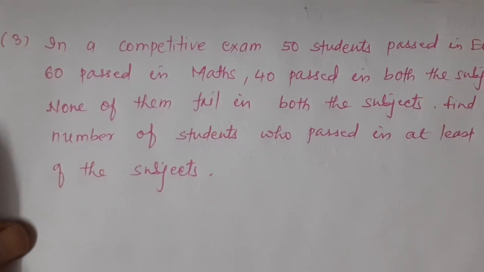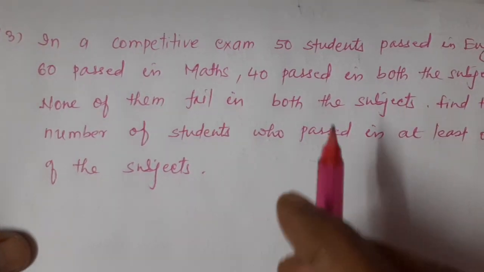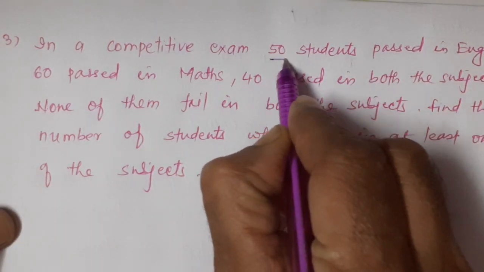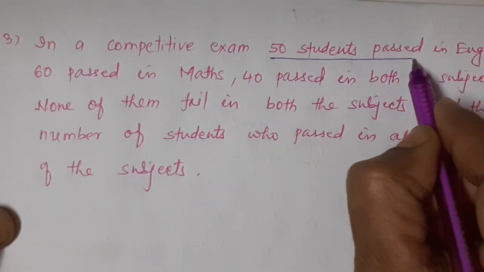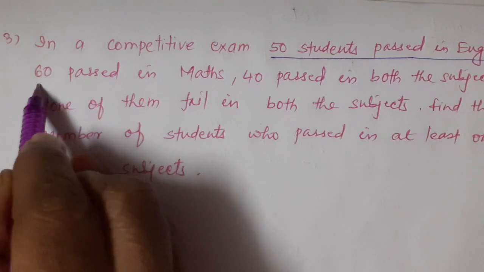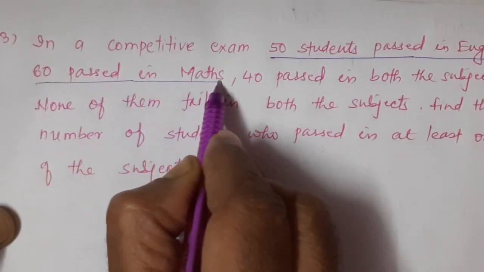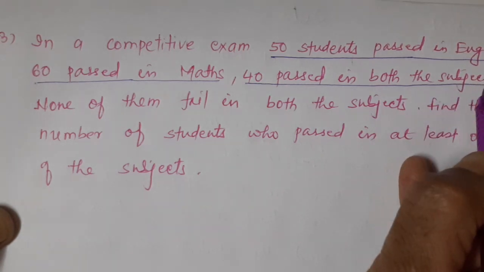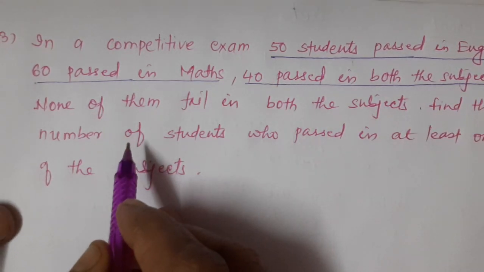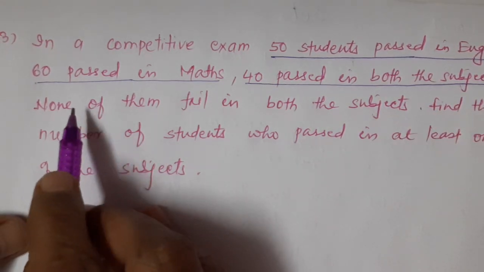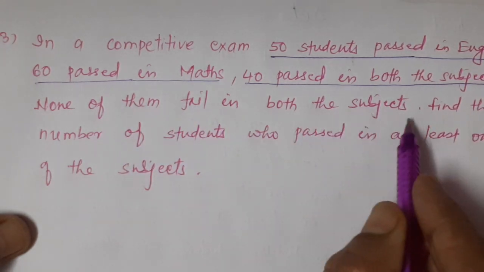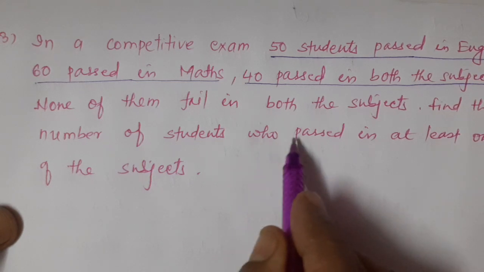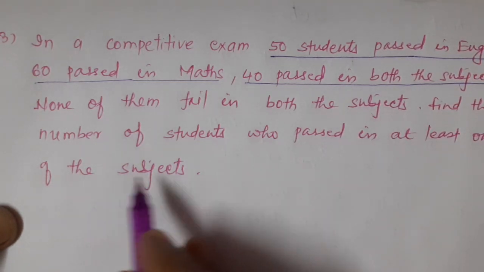In a competitive examination, 50 students passed in English. 60 students passed in maths. 40 students passed in both the subjects, maths and English. None of them failed in both the subjects. Find the number of students who passed in at least one of the subjects.